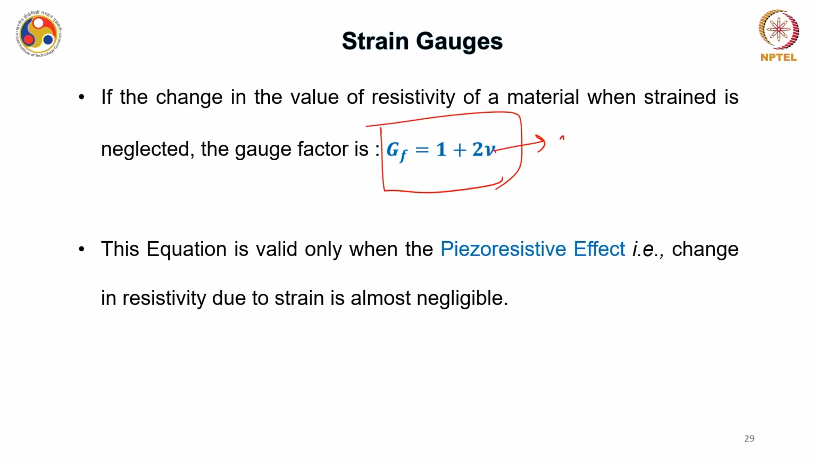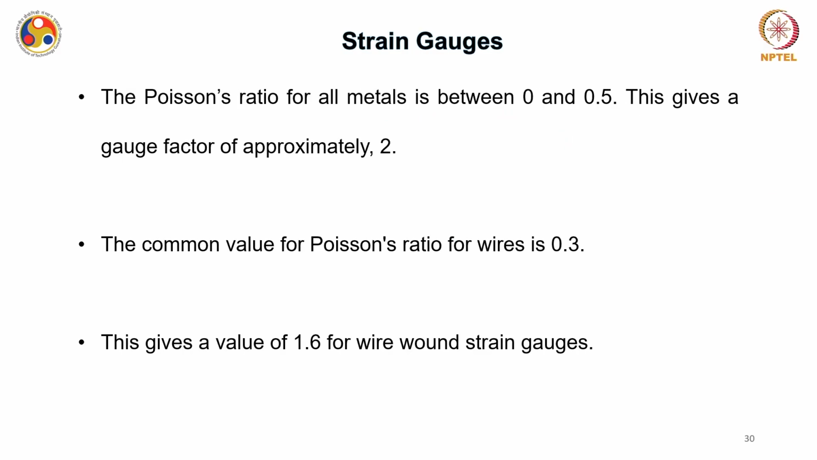So the ratio is between 0 and 0.5, meaning the maximum value is 0.5. For example, the total value will be 1 plus 2 into 0.5, so the maximum will usually be around 2. This gives a gauge factor of approximately 2. The common value of Poisson's ratio for wires that we deal with is around 0.3 to 0.4, and this gives a value of around 1.6 or 1.7 for wire wound strain gauges.